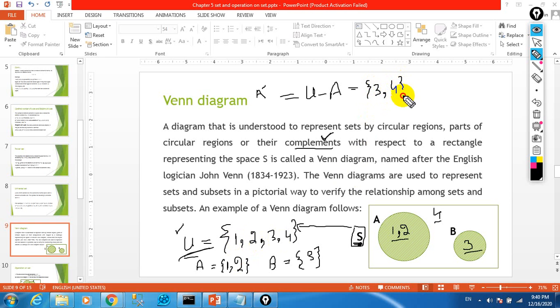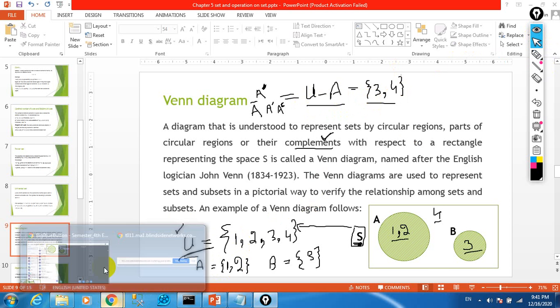This is the A complement. We write A with a bar, or represent the complement as A dash, or A with a small c, A to the power small c. This is the complement. The complement means U minus A, from the universal set subtract A. If we subtract A, here we have 1 and 2, the members of set A, which are not in U. So it means U minus A. Now you got this.